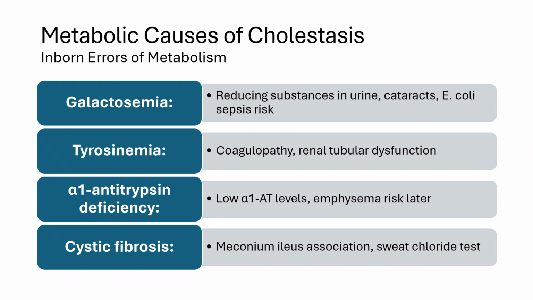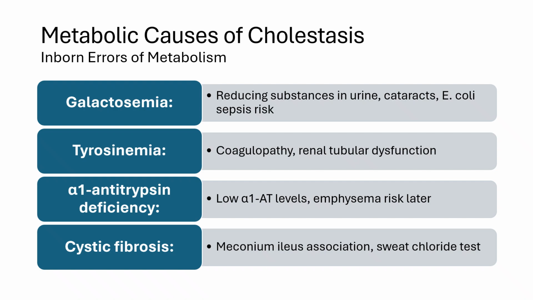Tyrosinemia type 1 involves deficiency of fumarylacetoacetate hydrolase, leading to accumulation of toxic tyrosine metabolites. These compounds cause progressive hepatocellular and renal tubular damage. Infants present with cholestasis, coagulopathy despite vitamin K supplementation, and that characteristic cabbage-like odor. Elevated succinylacetone in urine confirms the diagnosis. Without treatment, these children develop cirrhosis and hepatocellular carcinoma at remarkably young ages.